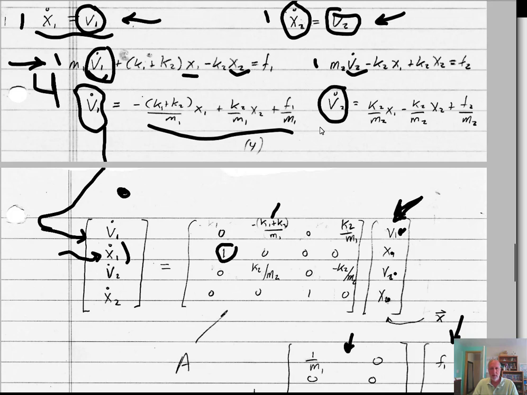Okay, this equation here, put in here, is the equation for v2 dot. Again, you can see why we needed the derivatives on the left side because we're sticking them into the left side here. That's going to be equal to 0 times v1 because there's no v1 up here. And then we get k2 over m2 times x1 and negative k2 over m2 times x2. So that's this term here and this term here. And then we put the forcing function of the input over here on the right side.